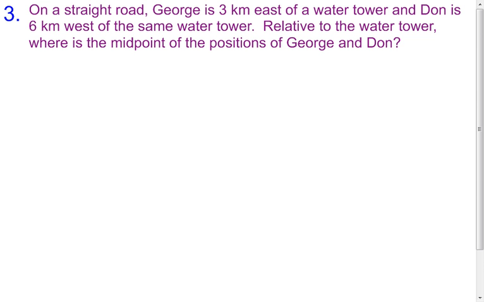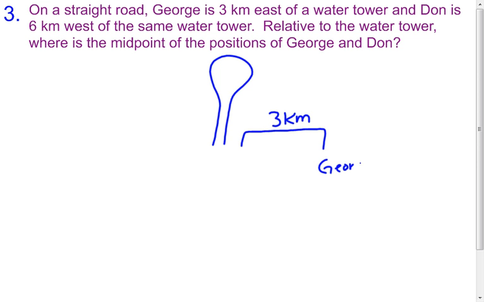All right, so here we go. On a straight road, we have George, who is 3 kilometers east of a water tower. So I'm going to draw a picture here. Here's my water tower. Isn't it beautiful? George is 3 kilometers east of that water tower, so 3 kilometers this way is where George is. And Don is 6 kilometers west of that water tower. So Don is this way, and he's 6 kilometers west.